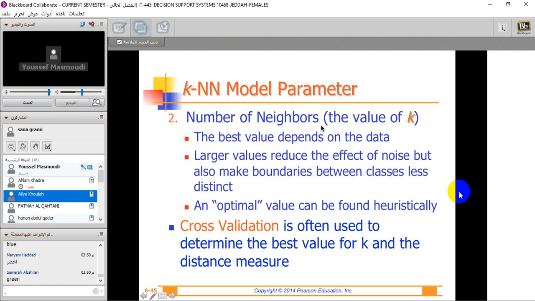KNN model parameters. Number of neighbors. This is one of the parameters, the value of k. The best value depends on the data. Larger values reduce the effect of noise, but also make boundaries between classes less distinct. An optimal value can be found heuristically. Cross validation is often used to determine the best value for k and the distance measure.